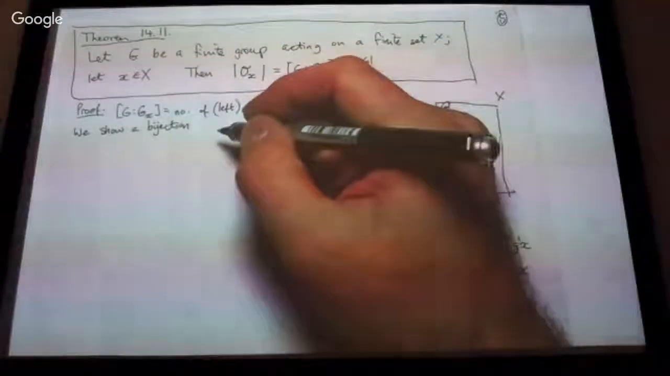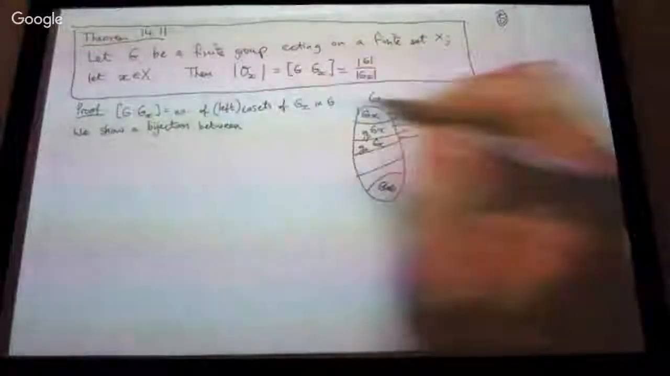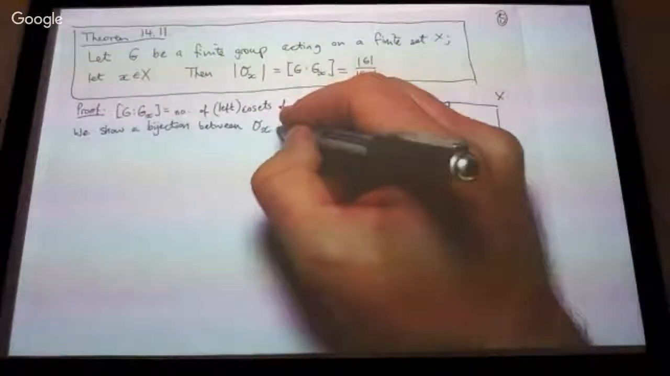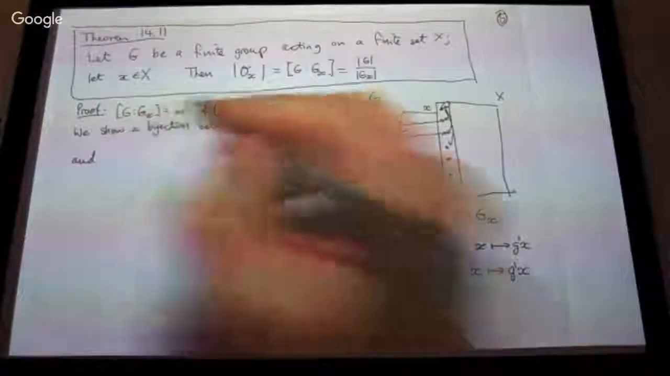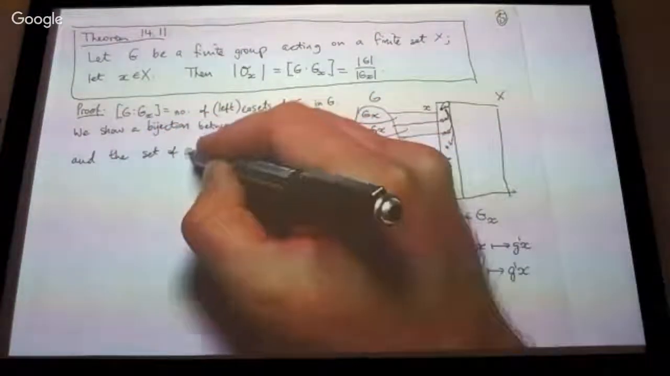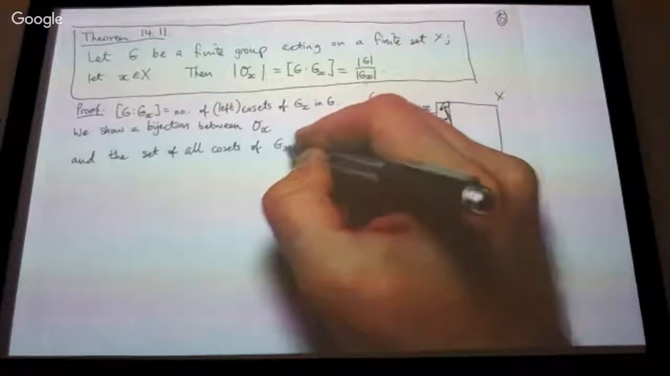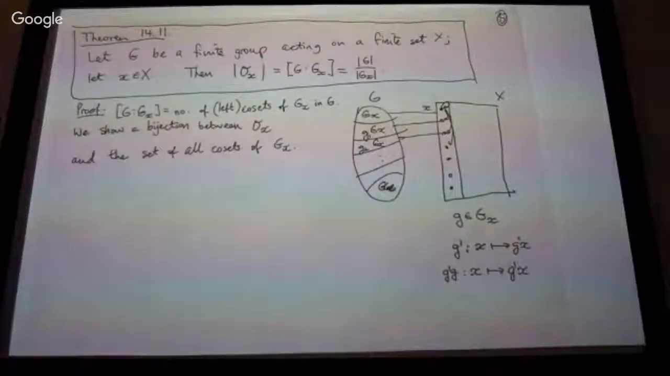We show a bijection between the orbit of X, and so that's the orbit, and the set of all cosets of Gx. Okay. How do we do it?